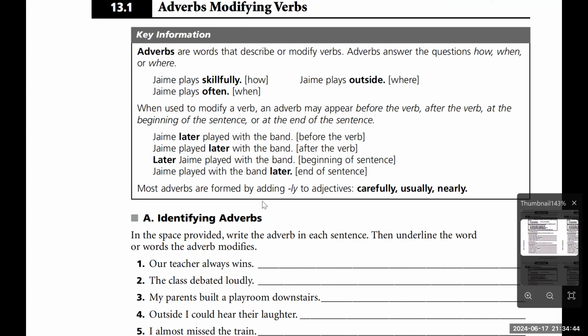For number one, I'll give you the answer. Always is correct. Always is the adverb, and it's modifying or describing the word wins. The word wins there is the verb in that sentence. So for example, when did our teacher win? Always. He or she always wins. That's how you do it. I will let you do it again for the other numbers.